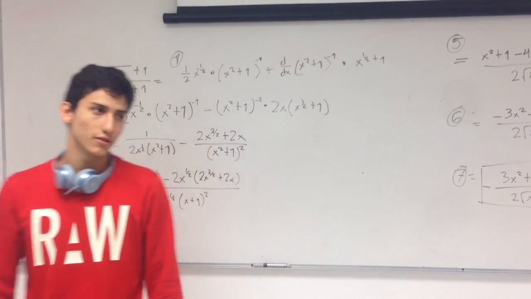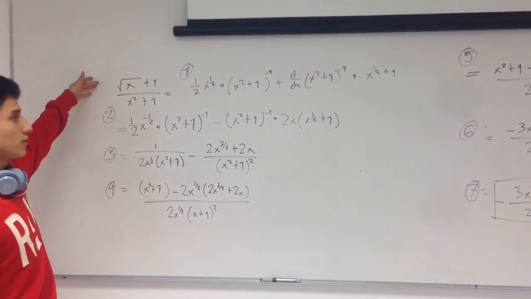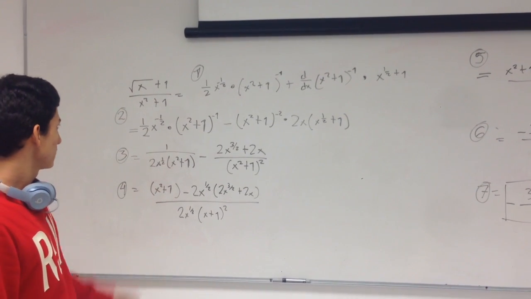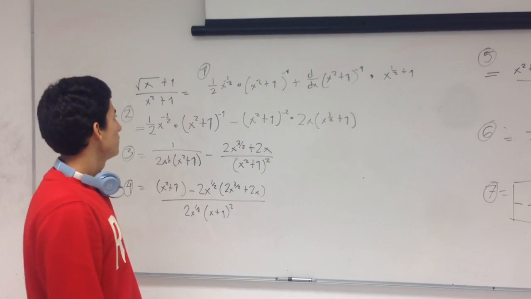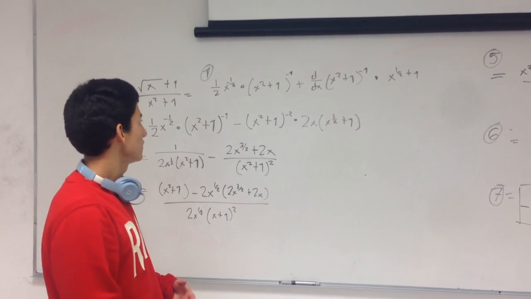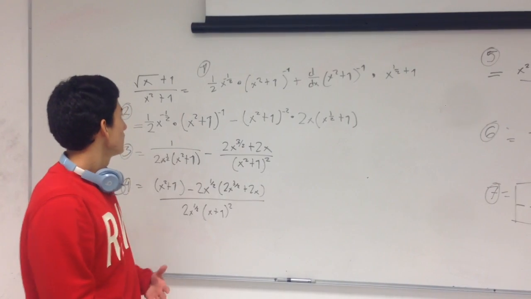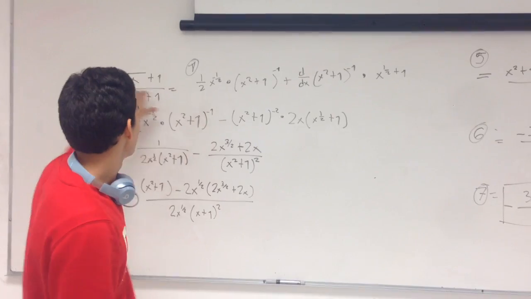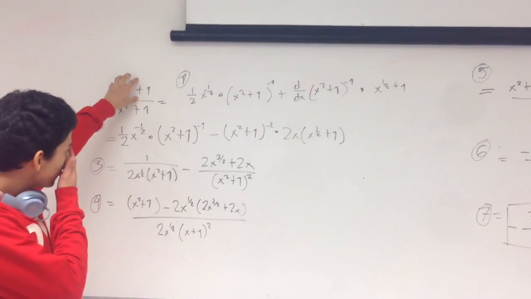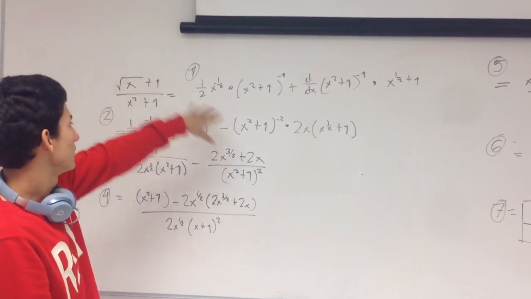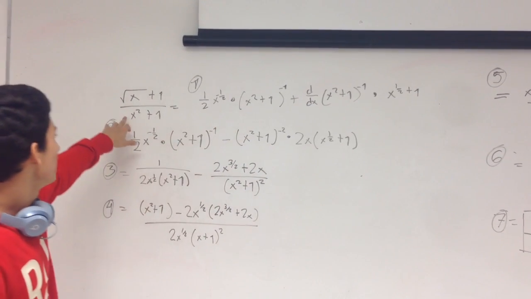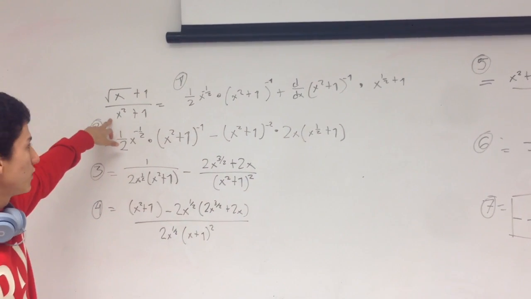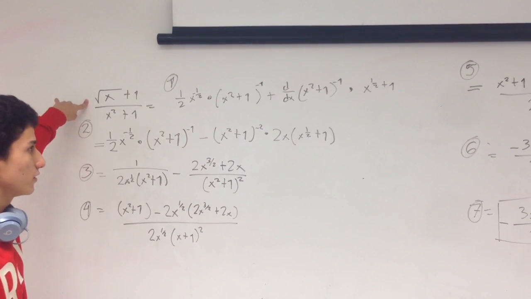Hi, good morning. We are going to solve this problem, which is the square root of x times (x squared plus 1). We decided to solve this using the product rule. So the first step, we have to get the derivative of the first function times the one below, plus the derivative of the second function times the first function.